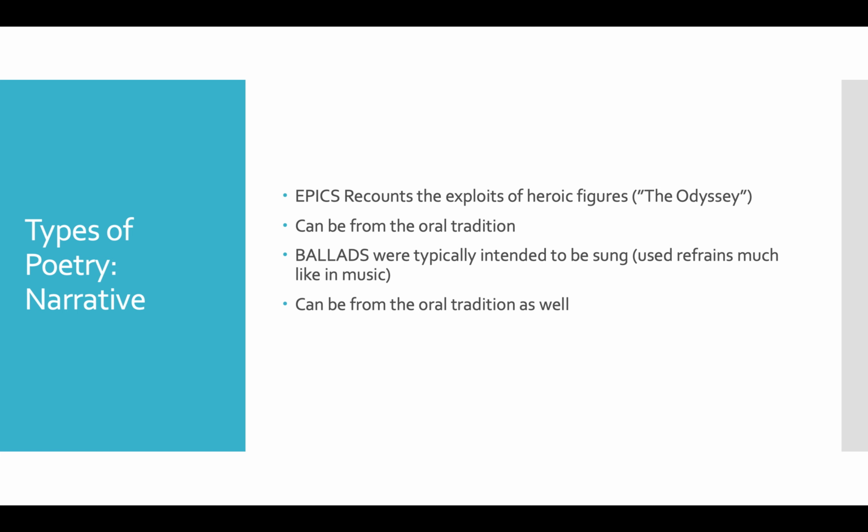So narrative poetry tells a story in a traditional narrative format. An epic poem recounts the exploits of heroic figures. So this would be like Odysseus in the Odyssey. This is often from the oral tradition. These are long, extensive poems that are thousands and thousands of lines, and they usually retell an origin story of a culture or a people.